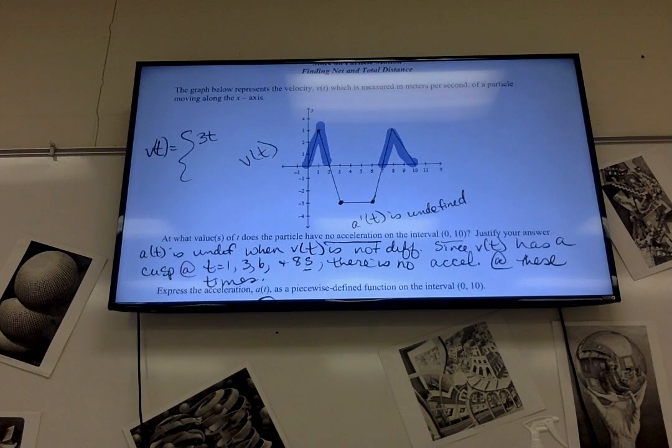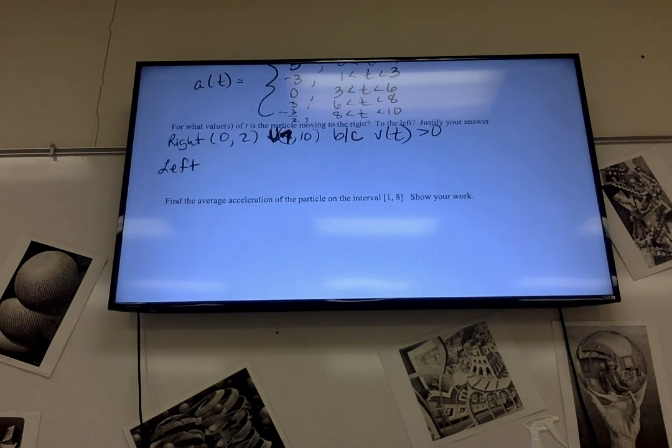Okay, so left. So from 2 to 7. Let me change colors. Left would be everywhere where it's negative. That is from 2 to 7, because v of t is less than 0. So the direction that it's moving is whether velocity is positive or negative. Position just tells you where it's at, not which direction it's moving.